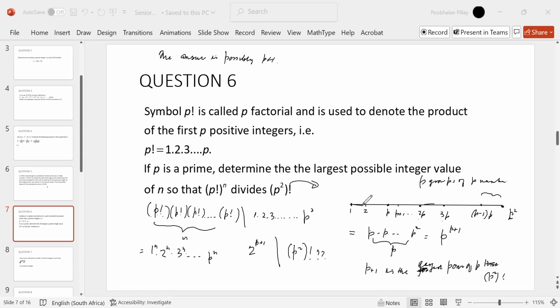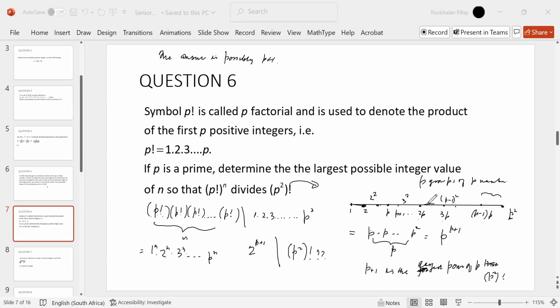I'm not going to go into the details of that, but if you look at 2 now, how many times does 2 occur here? 2 occurs once, more than once maybe. Yeah, more than once, because you've got a smaller number. So the number of 2's that occur in this product is, somewhere along the line you've got a 2 squared as well, because 2 squared is smaller than p squared. Or you've also got a 3 squared here, all the way up to p minus 1 squared. They are all part of the product of this. So 2 occurs at least p plus 1 times.